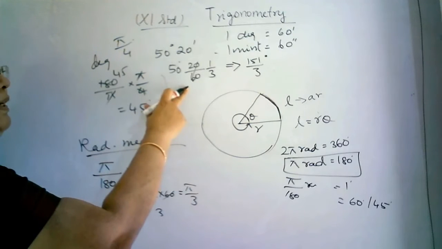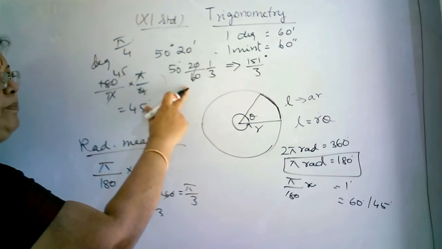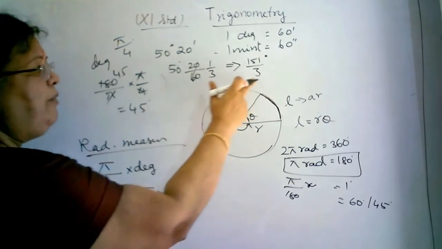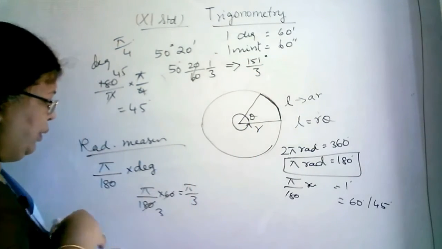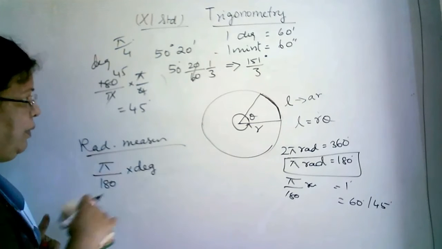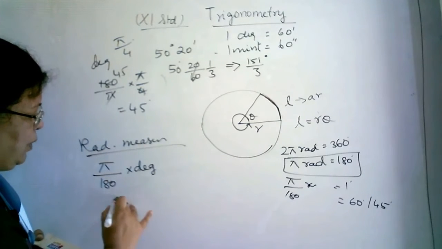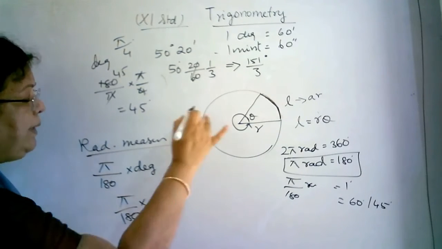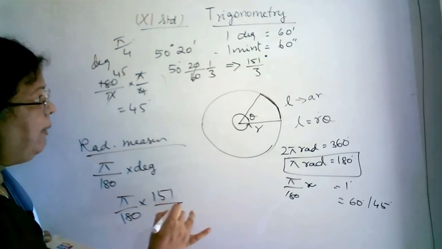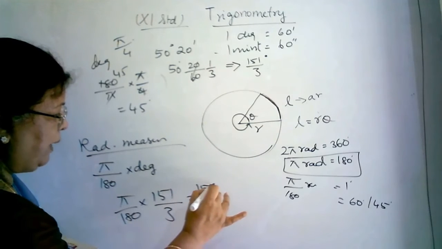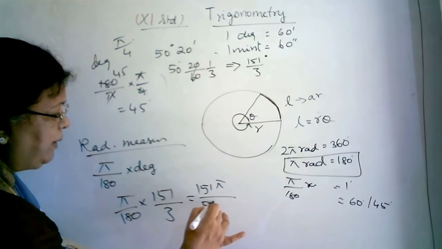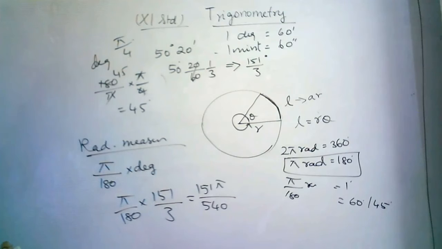Say 50 degrees, 20 minutes. Then you convert this into degrees. We want the radian measurement, so pi by 180 into the degree, which is 151 by 3. So you will have 151 pi by 540. This is the example.